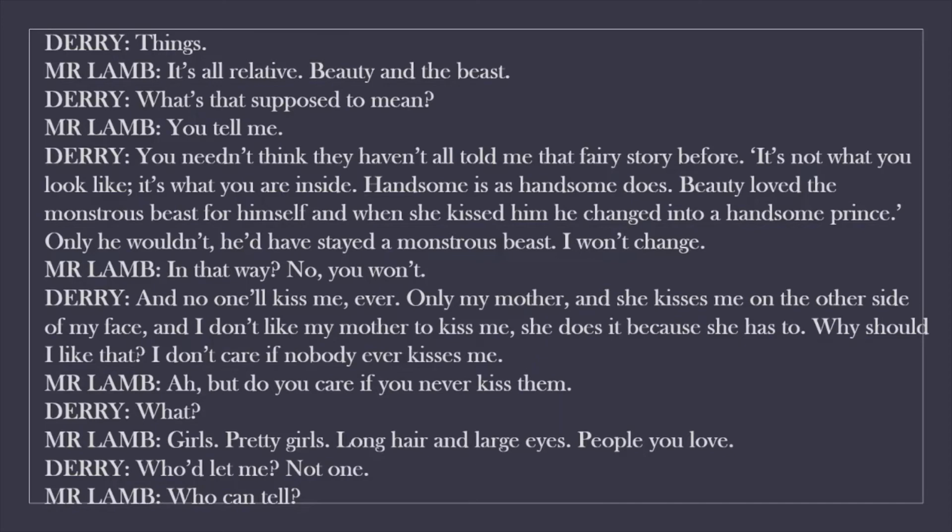Mr. Lamb asked him whether Derry ever wanted to kiss someone. Derry asked him what he was talking about. Mr. Lamb said that probably Derry wanted to kiss pretty girls who had long hair and large eyes, or other people whom Derry loved. Derry replied that no one would ever allow him to do so. Mr. Lamb said that this was unpredictable.